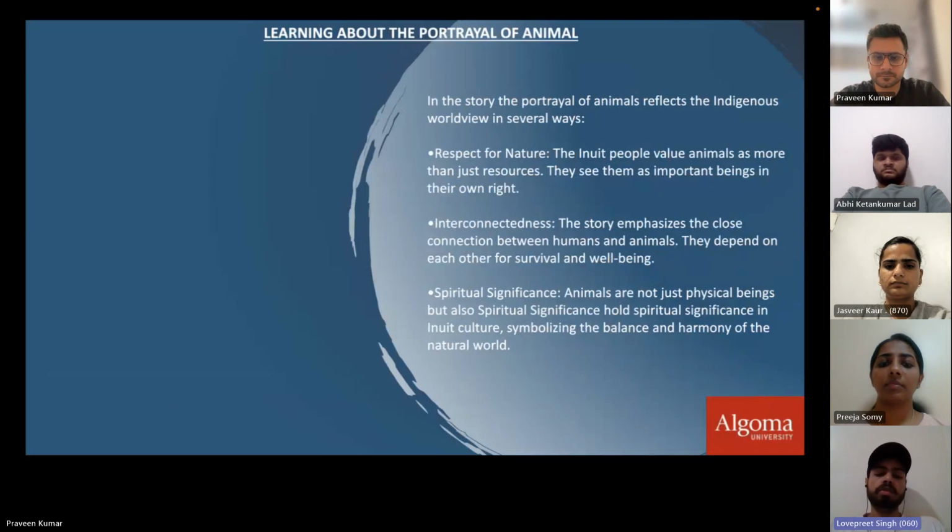And the last one is spiritual significance. Animals are not just physical beings, but also hold spiritual significance in Inuit culture, symbolizing the balance and the harmony of the natural world.